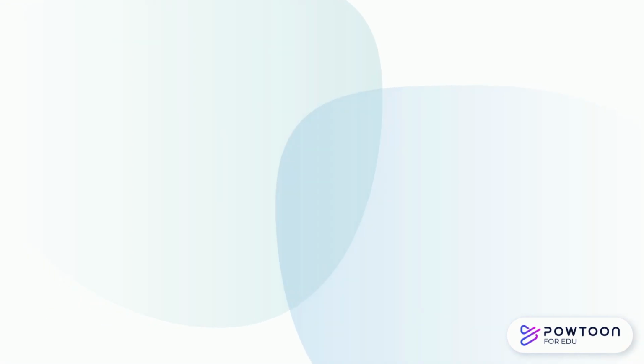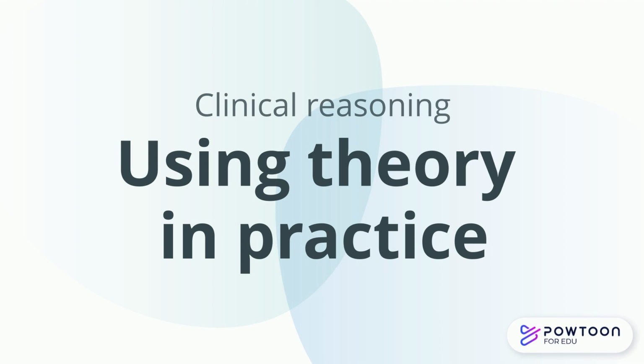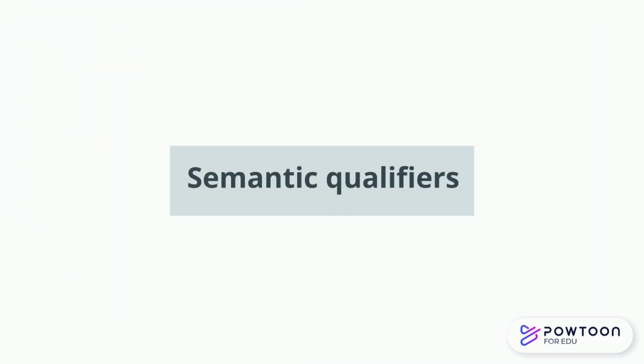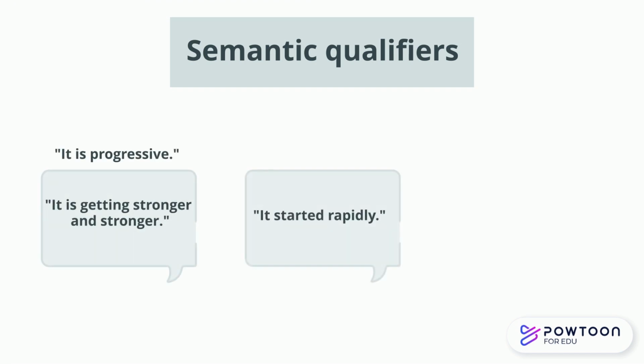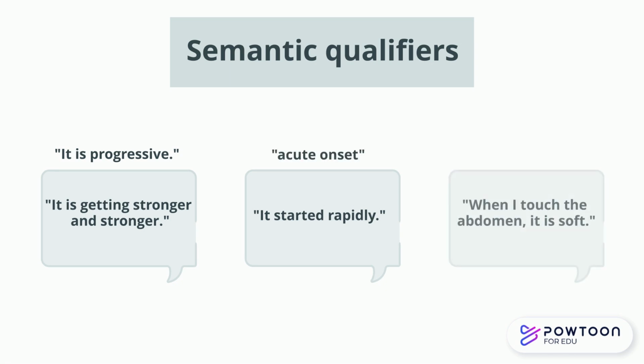In this video, I will show you examples of using theories of clinical reasoning in practice. An important aspect of clinical reasoning are semantic qualifiers. A patient or a student who isn't able to use semantic qualifiers may say it is getting stronger and stronger instead of it is progressive, it started rapidly instead of acute onset, or when I touch the abdomen it is soft when they mean soft in palpation.